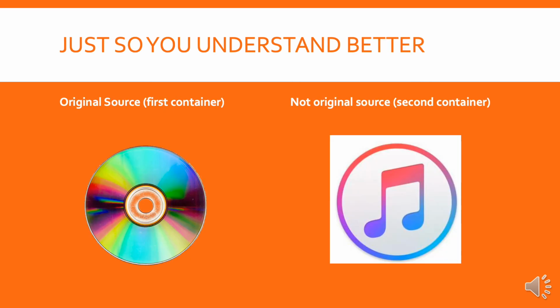So, if you need a visual, this I think is going to nail it for you. Original source is the first container. The not original source, or where you're probably accessing it, it's the second container. Pretty easy, yeah?